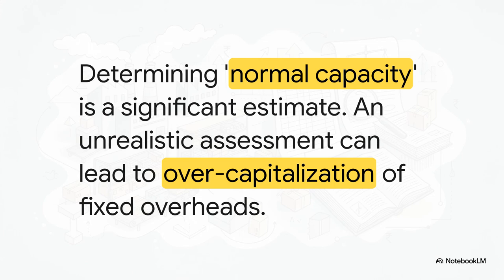First, as we've already discussed, determining normal capacity is a massive estimate. Remember, the standard defines it as the production you expect on average over several periods. An aggressive, or let's say overly optimistic, assessment here can directly lead to overcapitalizing fixed overheads, which in turn causes a material misstatement of both inventory and profit.